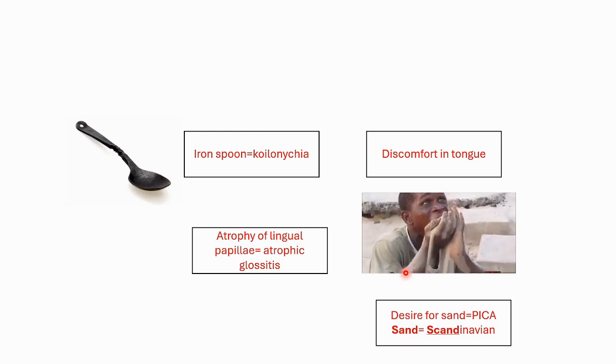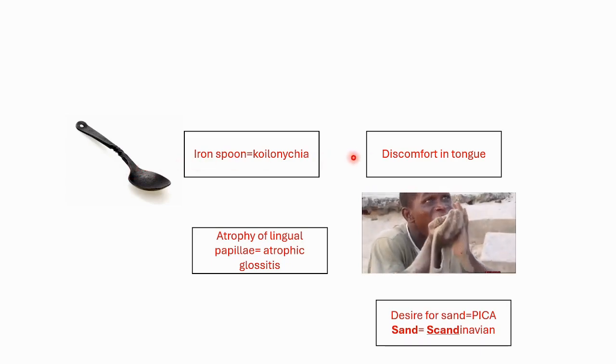So now let's use a fun mnemonic to remember the features of Patterson-Kelly syndrome, which again shares all the features of iron deficiency anemia. So we usually eat with stainless steel or plastic spoons, right? But imagine if the spoon was made up of iron. So what could it lead to? This obviously causes discomfort in the mouth, leading to a burning sensation or atrophic glossitis. And now let's imagine someone who has a craving to eat sand or clay instead of normal food. So they are bound to get a fungal infection, obviously, right?